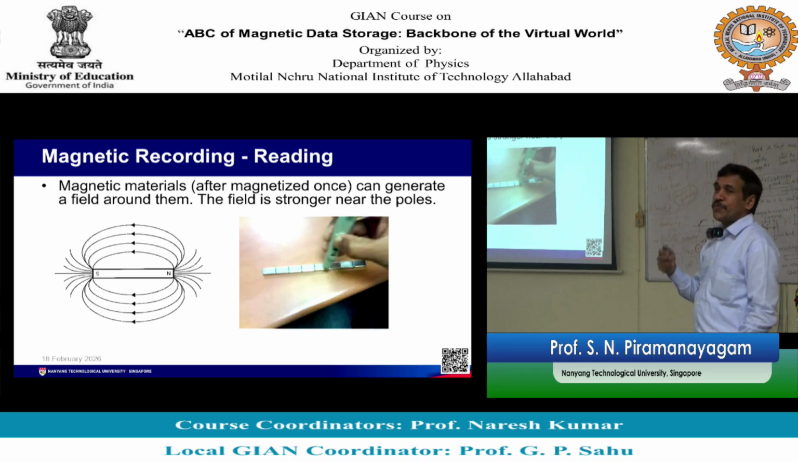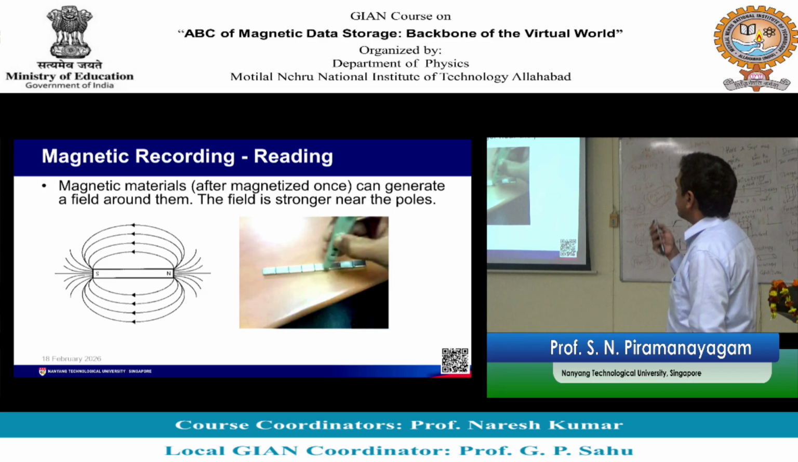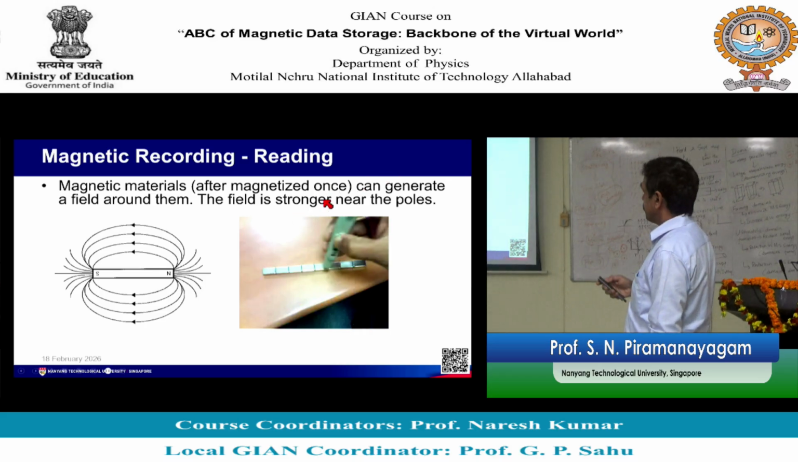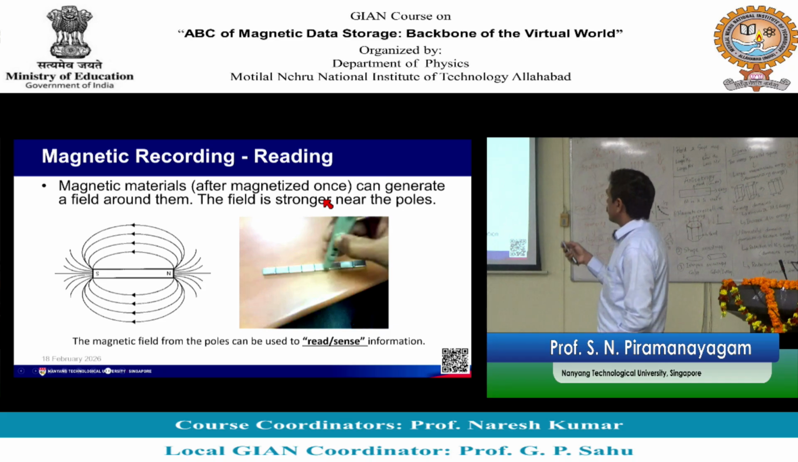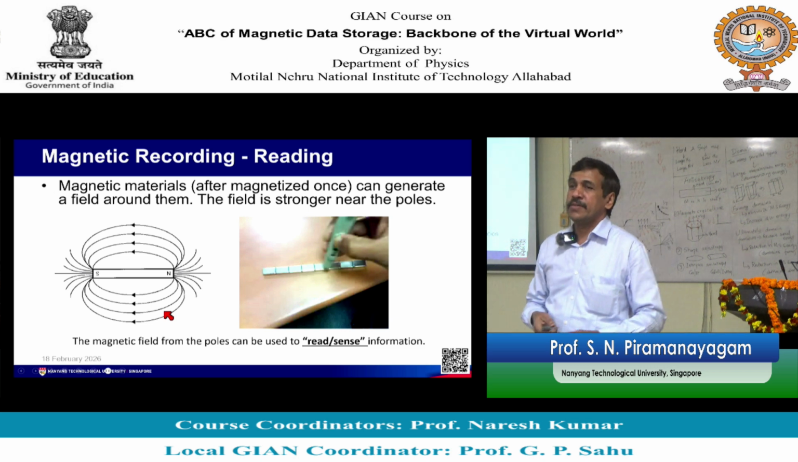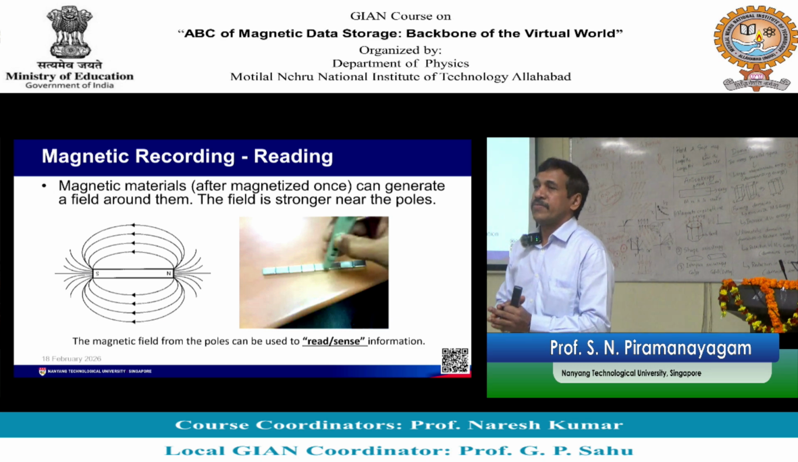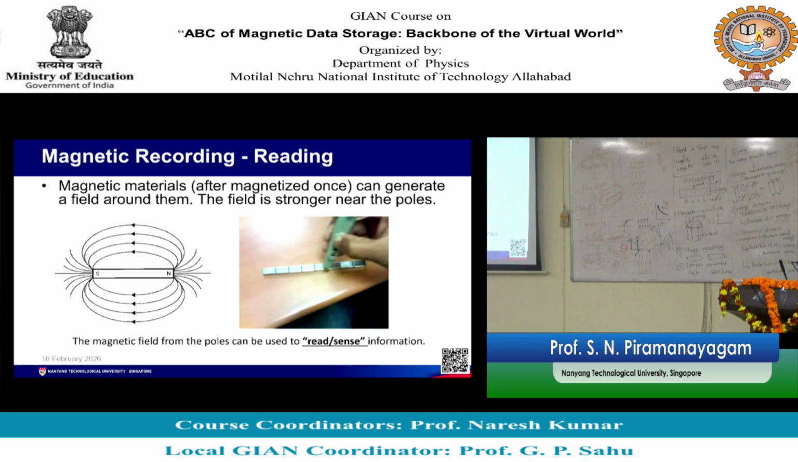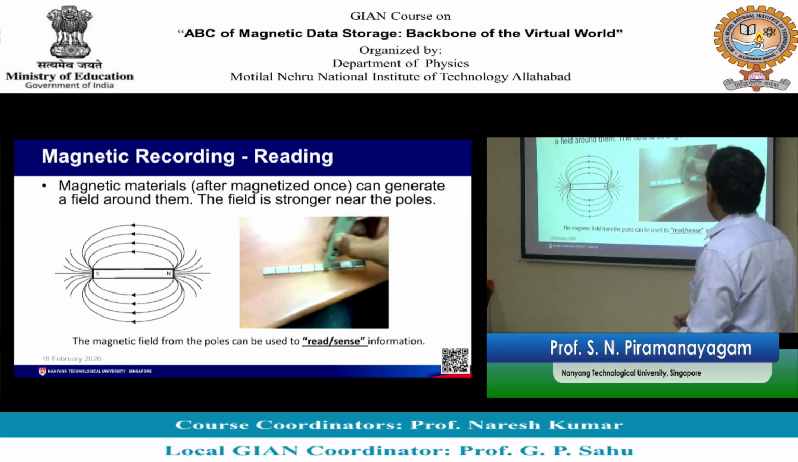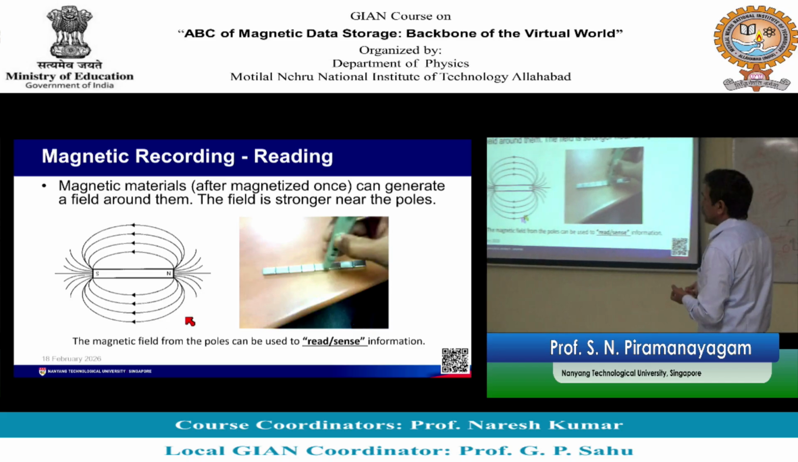So once you magnetize a magnetic material and when they have some poles, the field is stronger near the poles, and you can use this magnetic field from the poles to read or sense the information. Okay. So in magnetic recording, we magnetize the materials in such a way that you have a north pole up or south pole up, something like that, and we sense the magnetic field to sense information.